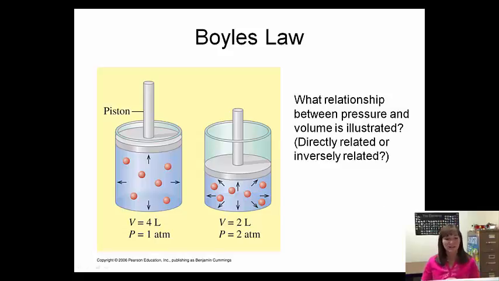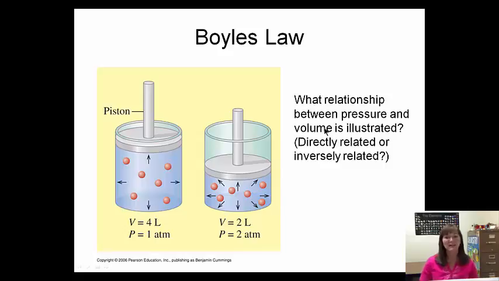So, looking at this cylinder with a piston, we start off with the cylinder on the left, and we have a volume of 4 liters, and the atmospheric pressure is 1 atm. If I push down on this cylinder, my volume is decreasing, and according to this picture, it looks like I've cut the volume in half. I've gone from 4 liters down to 2 liters. Well, look what happened to the pressure. It went from 1 atmosphere of pressure up to 2 atmospheres of pressure.